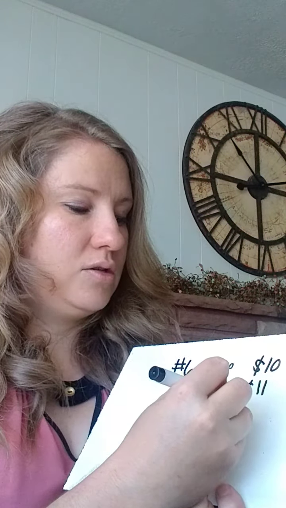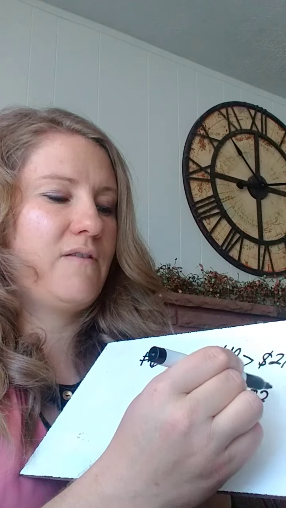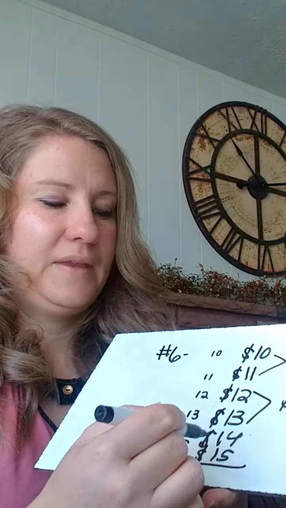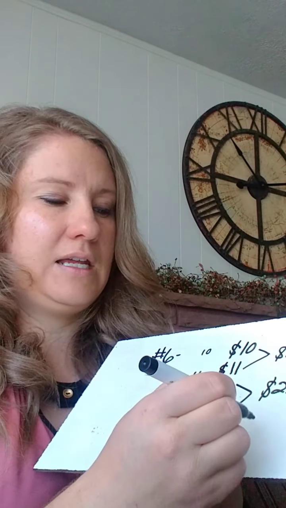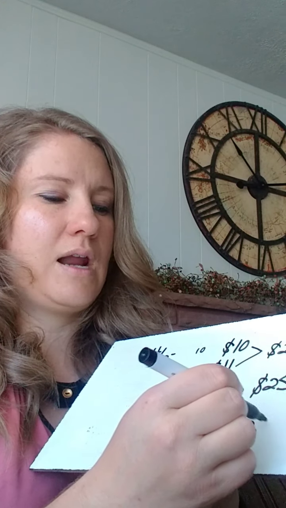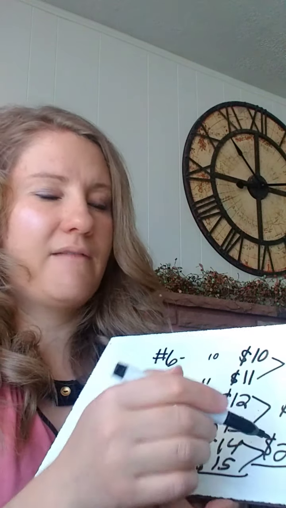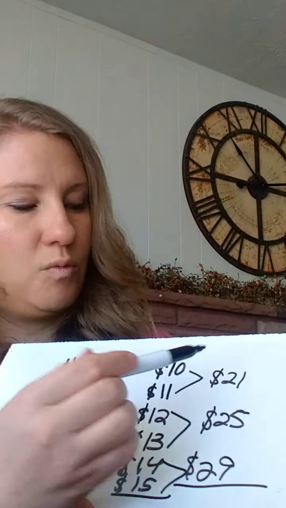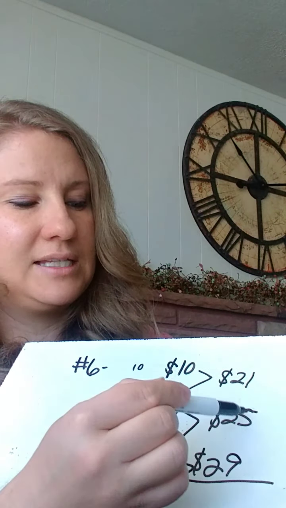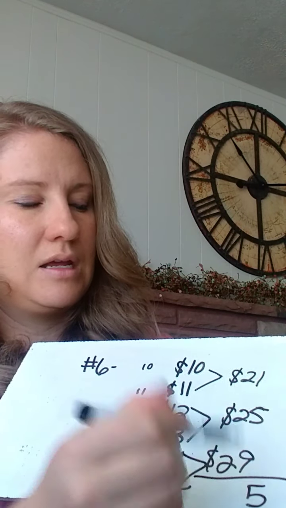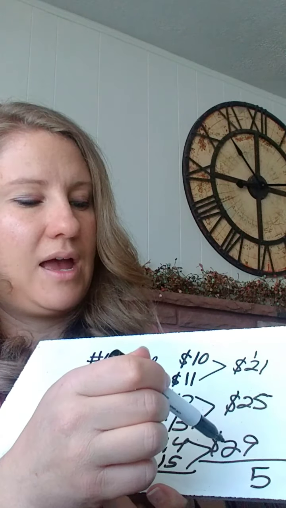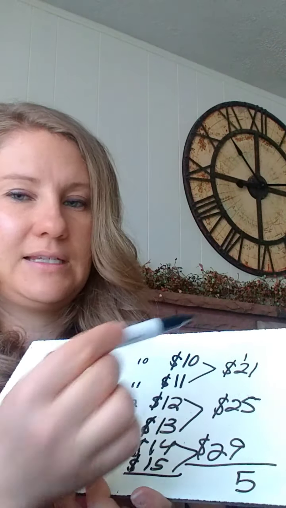So again, I like to simplify. So $21. This is 25. 12 plus 13 is $25. And then 14 and 15 is $29. So now we have just 3 numbers to add up there. So 1 plus 5 plus 9. So 1 and 9 is 10 plus 5 is 15. Carry my 1. So we have 2, 4, 6, 7.